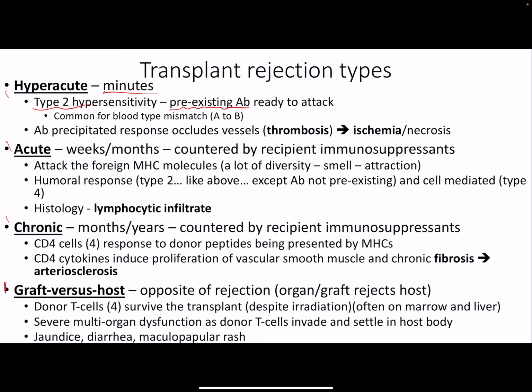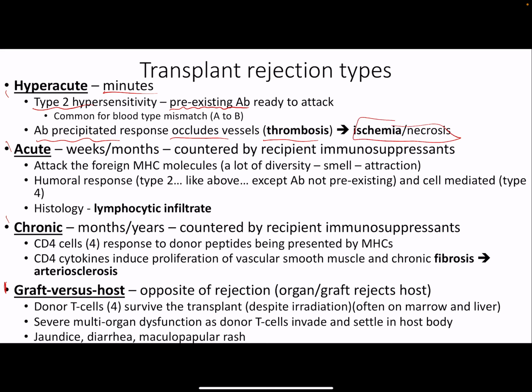And this might be if there's like a blood type mismatch. You might have antibodies already, if you're blood type A, you have antibodies for blood type B, and if someone gives you their kidney, there's going to be a lot of red blood cells in that organ, and those are going to get attacked. But it could be other things. It doesn't have to be the blood type. Now, the antibody response will cause coagulation. It will occlude the vessel, will cause a thrombosis, and so you'll have necrosis and ischemia of the thing.